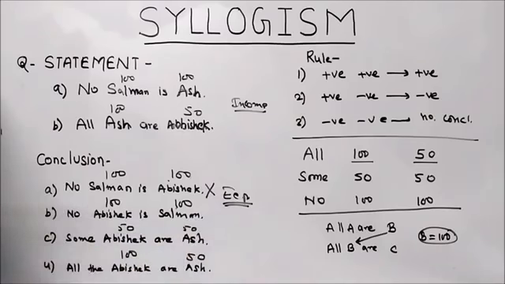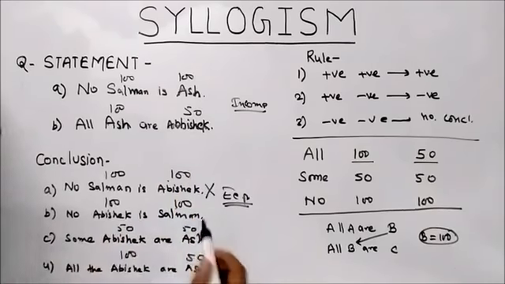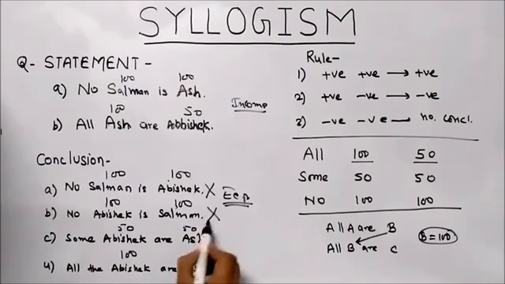Now check the second conclusion. No Abhishek is Salman. Here Abhishek is 100. Here Abhishek is 50. Again income is less than expenditure. So this conclusion cannot be true.